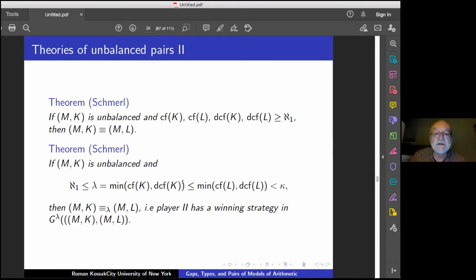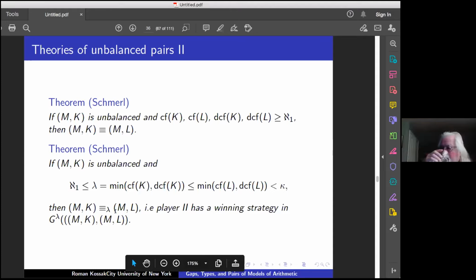And you look at two cuts, K and L, and you have this lambda, that's the smallest of those cofinalities here. And then it turns out that these pairs are elementarily equivalent, not just first order elementarily equivalent, but for this Ehrenfeucht-Fraïssé game setup, when now you play games of length lambda for these structures.